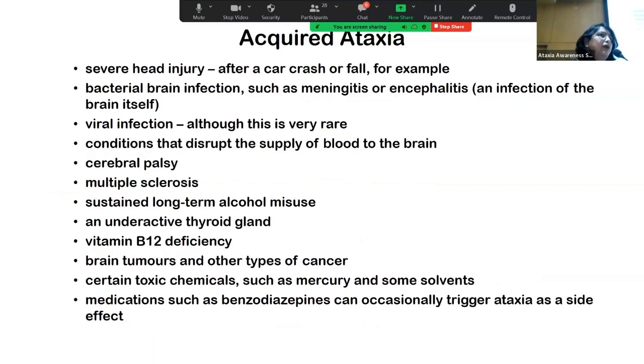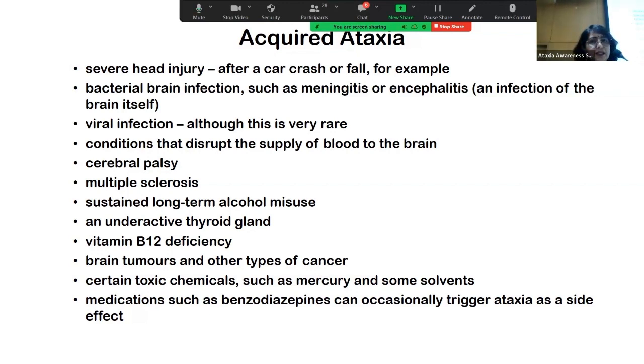So, from a geneticist's point of view, I will say there are two types of ataxia. One is acquired and one is hereditary, right? Madam had given many classifications, but acquired is head injury, that sir also talked about. Any infection, bacterial infection, viral infection, cerebral palsy, multiple sclerosis, alcohol misuse, thyroid gland, B12 deficiency, sir talked about.